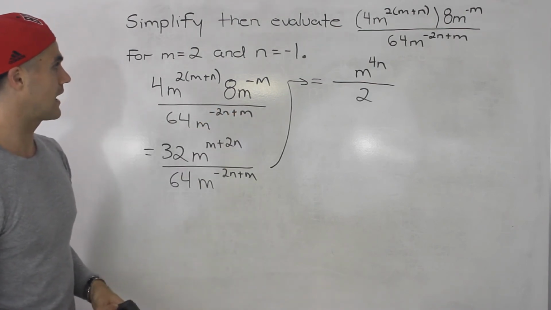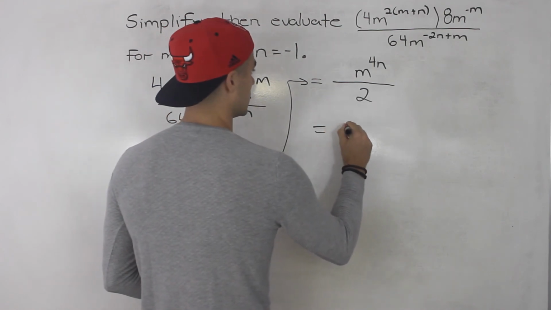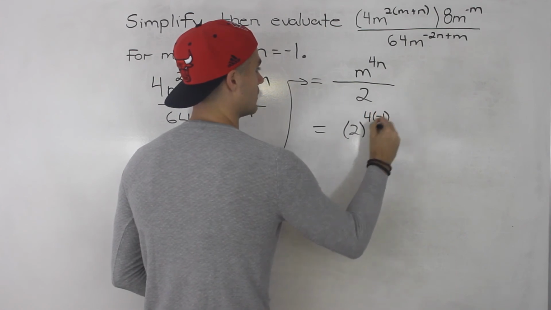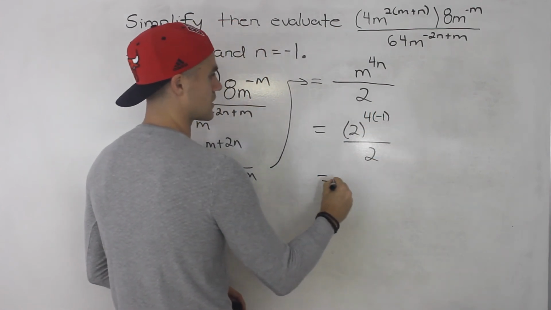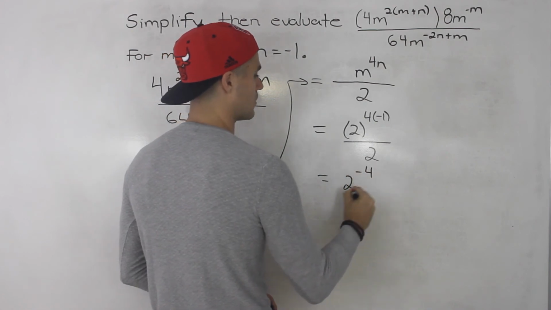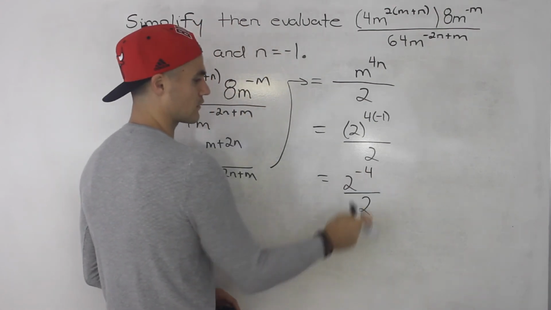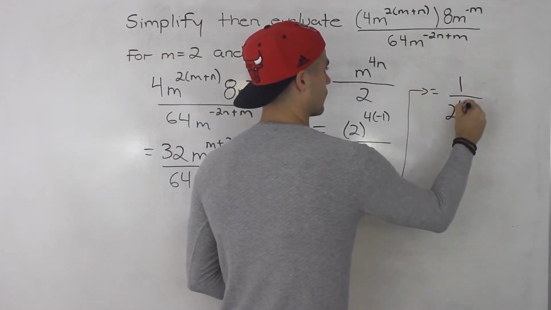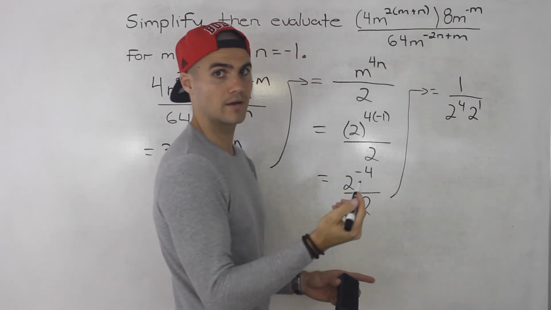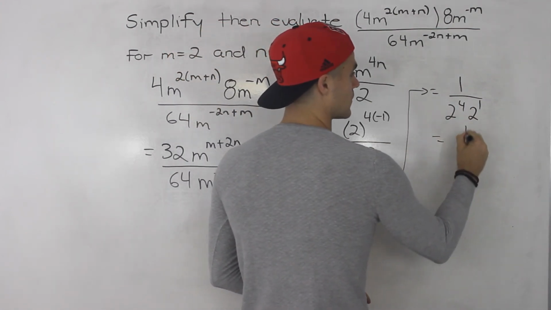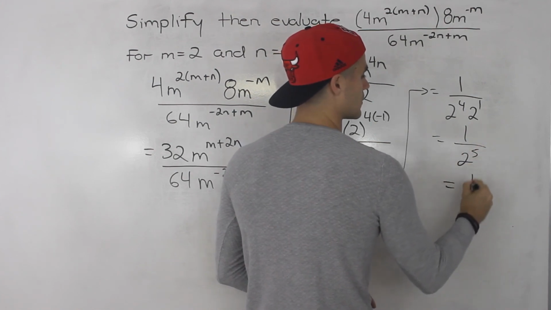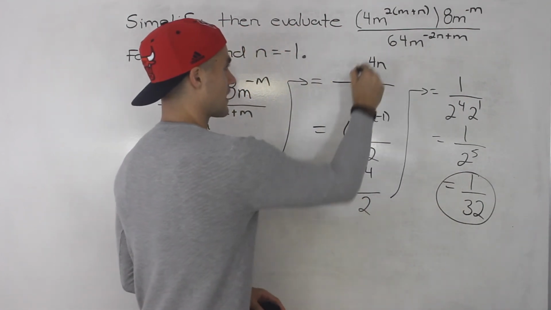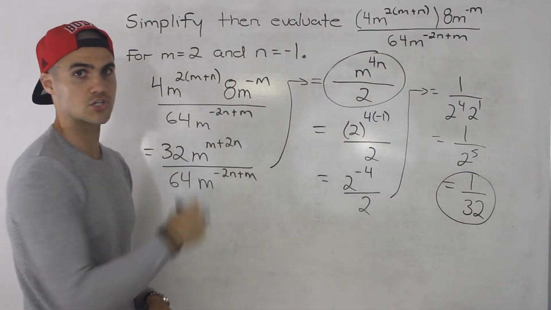And now we could plug in our values. So we would plug in 2 for m and then -1 for n. So 4 times -1, this is going to be all over 2. So this would end up being what? 2 to the power of -4 over 2. This 2 to the power of -4 we could bring down. So that would be 1 over 2 to the power of 4 times 2. This is like 2 to the power of 1. We could add these exponents. So 1 over 2 to the power of 5, which gives us 1 over 32. So that is the final numerical answer, and that is what the expression simplifies to.